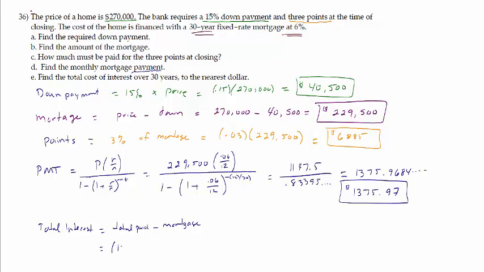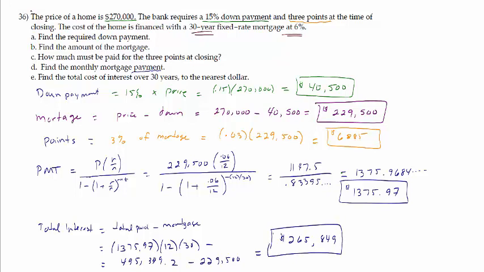Well, my monthly payments, I get $1,375.97. I'm going to pay that every month, so for 12 months, and then for 30 years. That's going to be my total, which is, multiplying all that together, I get $495,349.2. And then I have to subtract from that the mortgage, so it's $229,500, which would give me a grand total of $265,849. So that's how much you paid in interest. So almost the original price of the house.